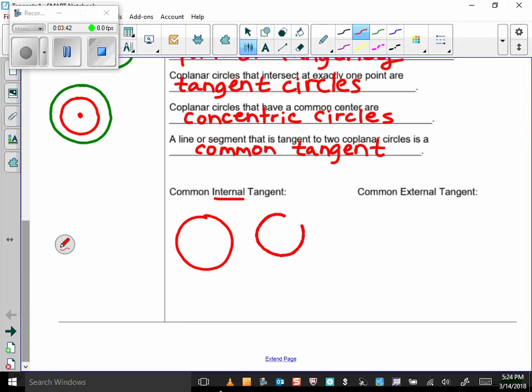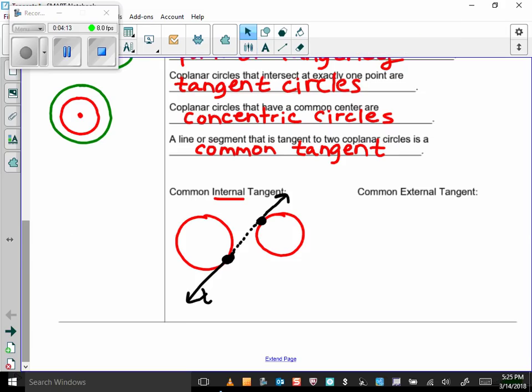I have two circles, and internal. So let's see if I can get a tangent. There's a point of tangency there. This looks like it would actually intersect the circle twice. That's just because my drawing isn't that good. But this is a common internal tangent. This line is the tangent, and it has one point of tangency on each circle, and it's internal, in between the two circles. A common external tangent would look something like this.